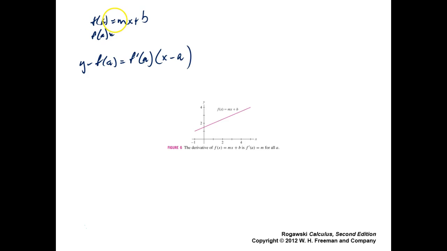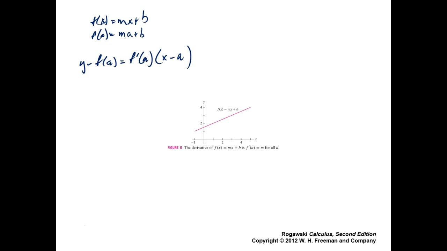It's a lot easier than you're making it seem to be. Everywhere you see an x up there, you put an a in its place. So what would that be? m a plus b, right? Everywhere you see an x, put an a, right?